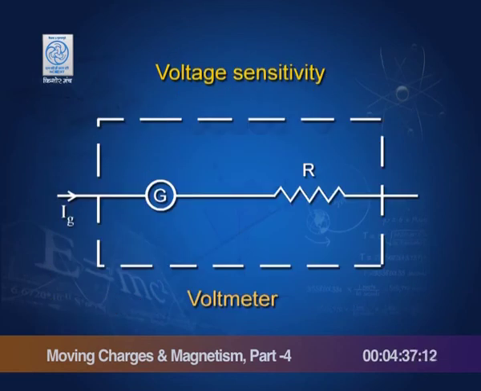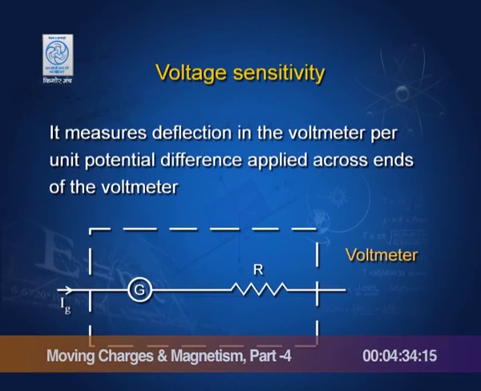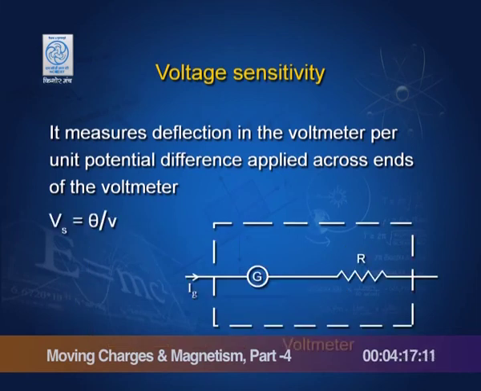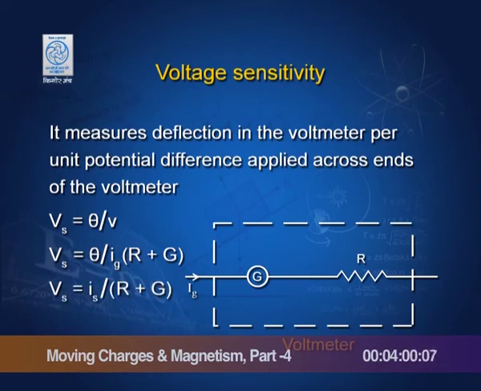Voltage sensitivity. It measures the deflection in the voltmeter per unit potential difference applied across the ends of the voltmeter. If theta is the deflection in the voltmeter when a potential difference V is applied across its terminals, then voltage sensitivity Vs equals theta upon V. Substituting the value of V, we get Vs equals theta divided by Ig times (R plus G). As we know, theta upon Ig is the current sensitivity. So, Vs equals Is divided by (R plus G).